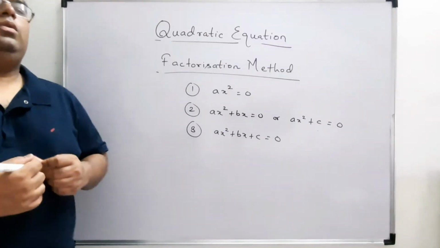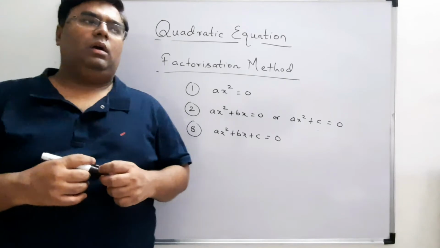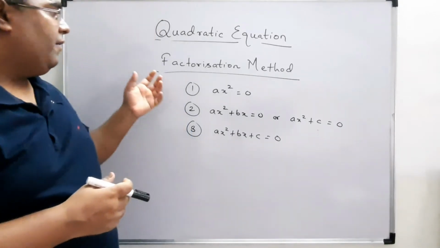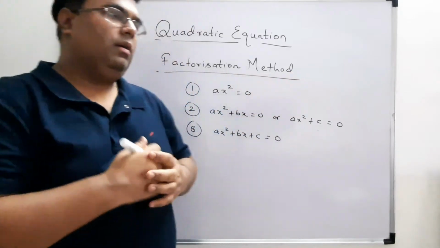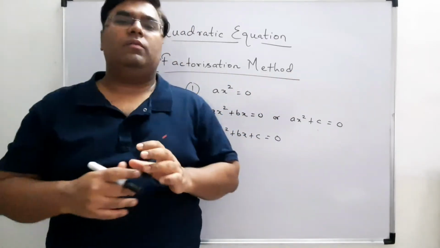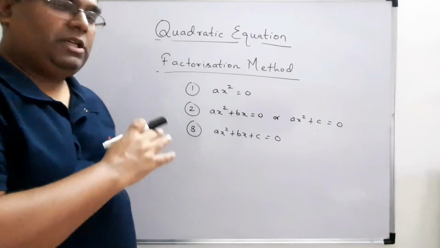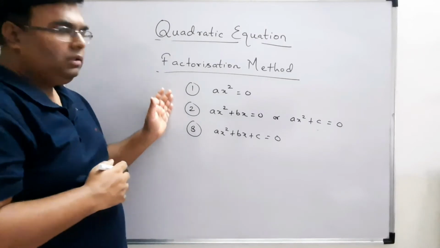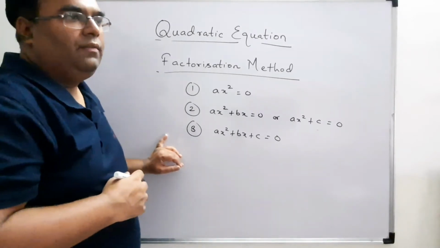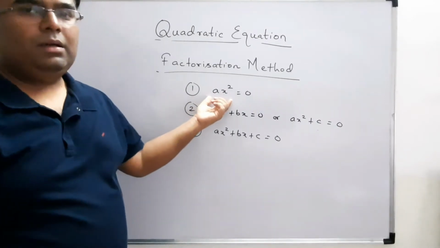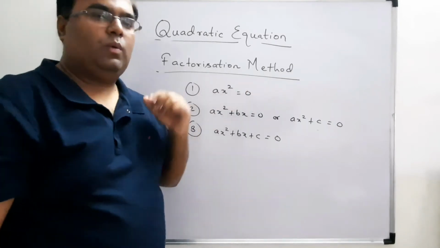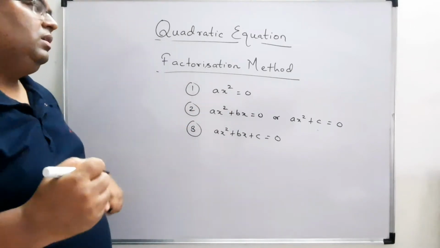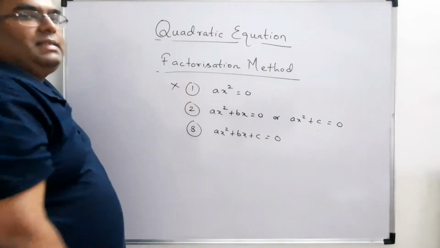Now we will learn how to solve or find the roots of the quadratic equation from the factorization method. Factorization method is basically converting your whole quadratic expression into its factors, right? So these are the three types of quadratic equation which we know. First involves only one term, which is ax square is equal to 0. Now this is already in a factorized form, we don't need to factorize it further.